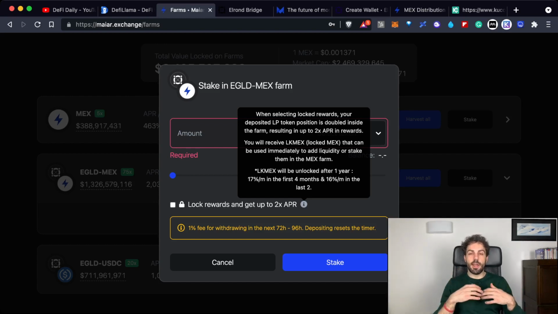In any case, I personally will never use this kind of locking feature for the only reason that I prefer to stay liquid on the market and react accordingly to what is happening in the market. In any case, if you truly believe in the project, in the long term, and you believe in the MAIAR Exchange and also the Elrond blockchain, because remember, the MAIAR Exchange will be successful only if the Elrond blockchain is a success, so you have to believe in both projects. If that's so, then locking your rewards for around 1.5 years could be a good idea because you are just doubling your APR. That is already an insane APR, and that's for sure something that could be much more appreciated.